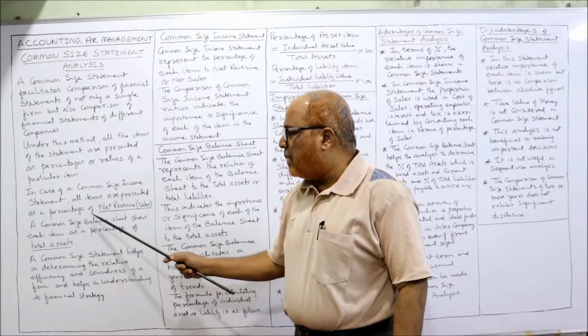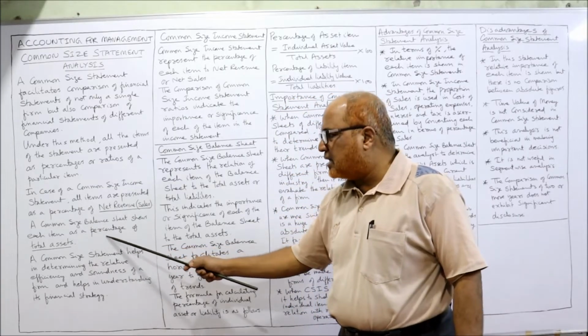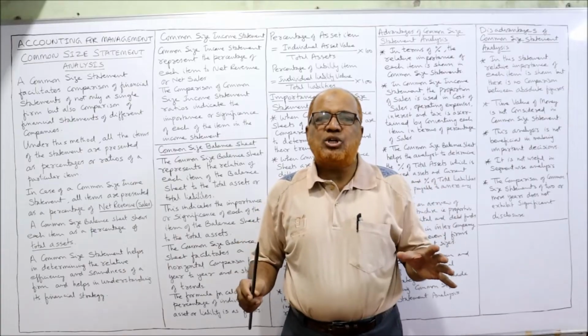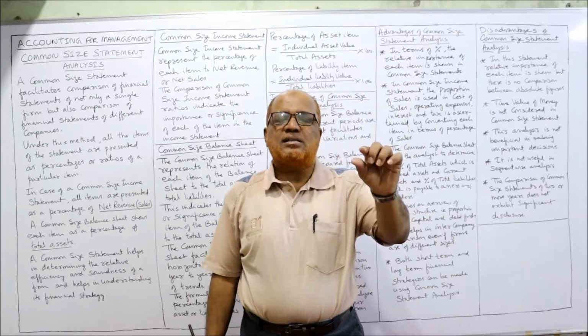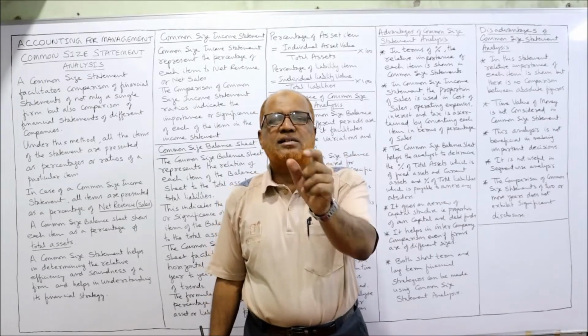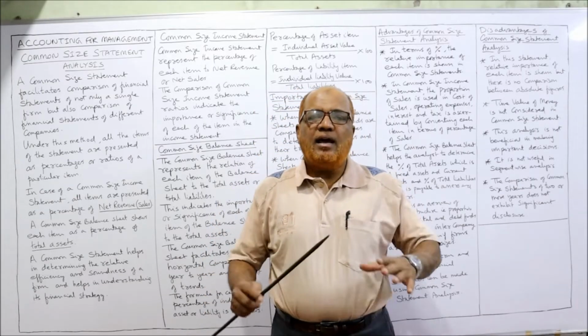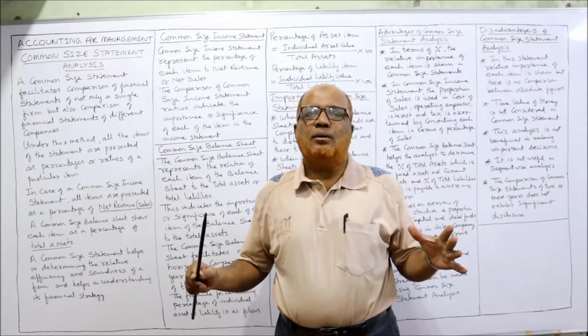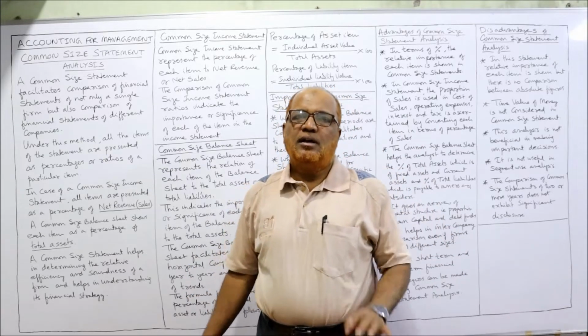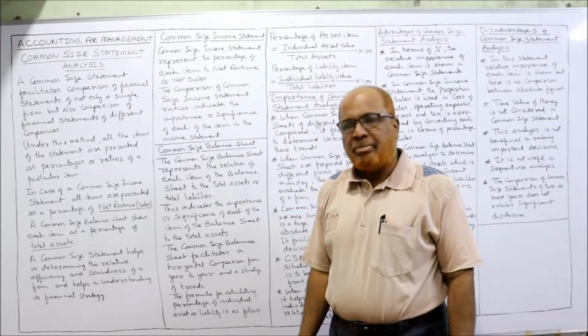Now, common size balance sheet shows each item as a percentage of total assets. In case of balance sheet, the total assets will be taken as the base and we take the total assets as 100% and express all other items as a percentage of total assets in case of common size balance sheet.